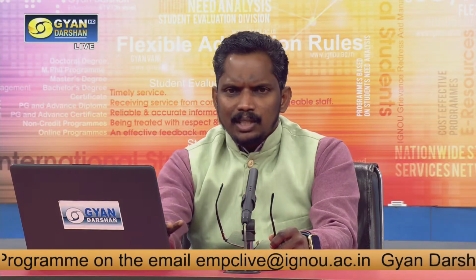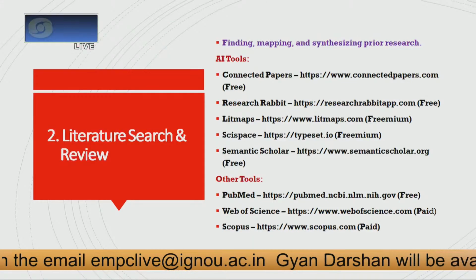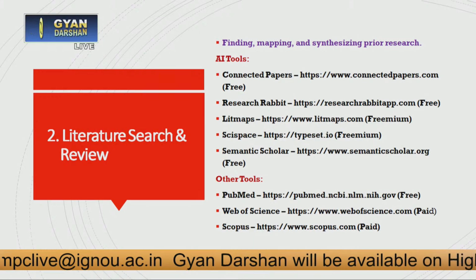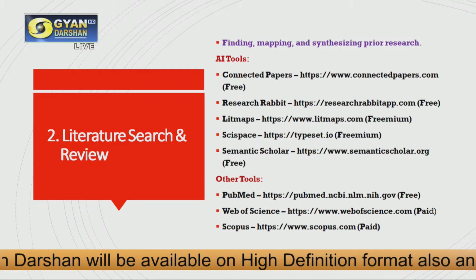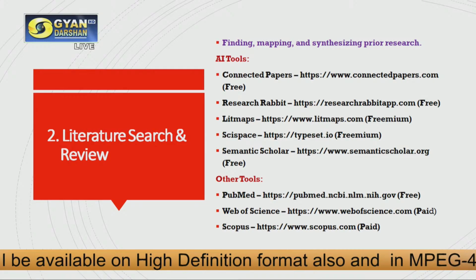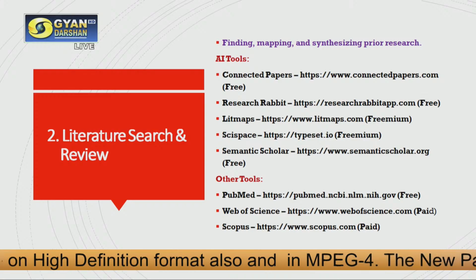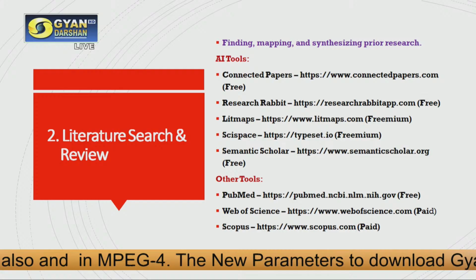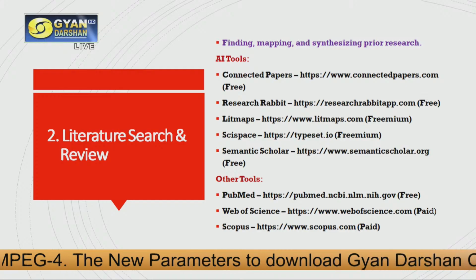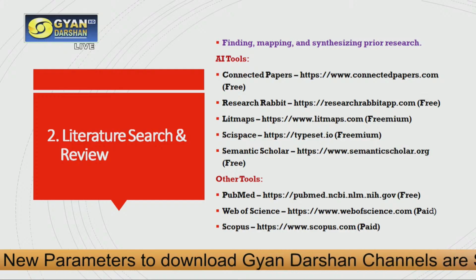Come to the next. Once your research problem is identified, we will have a review of the related literature. We will go through the studies which are conducted on the area, variable which you have selected for the study. So again, like AI tools, you will see Connected Papers, Research Rabbit, Litmaps, SciSpace, Semantic Scholar.